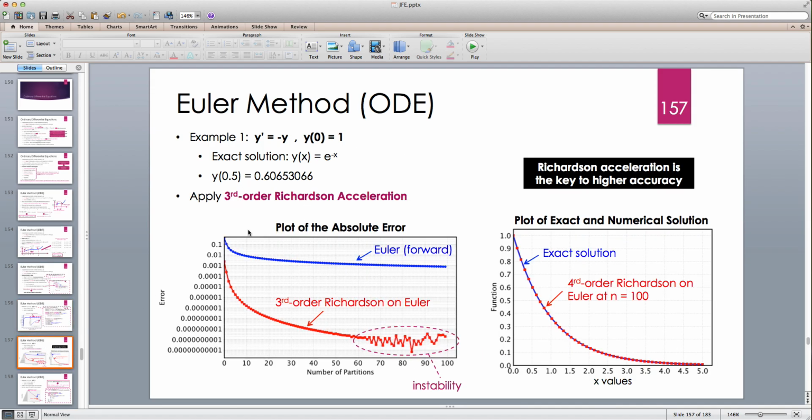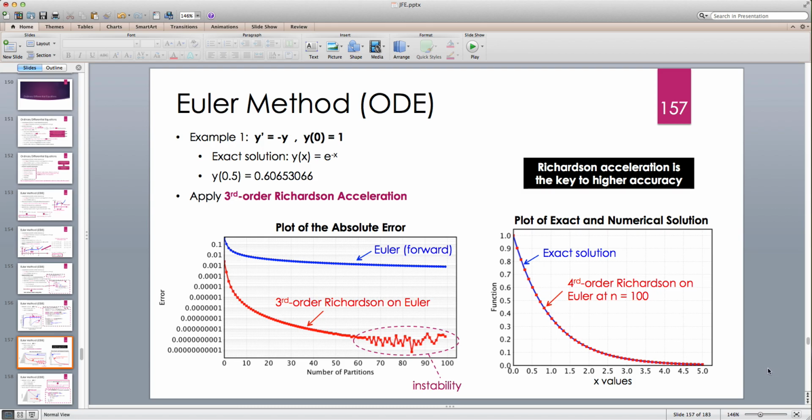And then we said that as soon as we apply a third or fourth order Richardson acceleration on this sequence, the error suddenly goes down very rapidly, right? We get more than 8-9 decimal places of accuracy. So this is just for finding the value of the function at y of 0.5, and then we can find, eventually what we are looking for, y of x. So here I'm comparing the exact solution with the fourth order Richardson solution on Euler at n equals 100, and these are the x values, so x0, 0.5, 1, 1.5, all the way to 5.